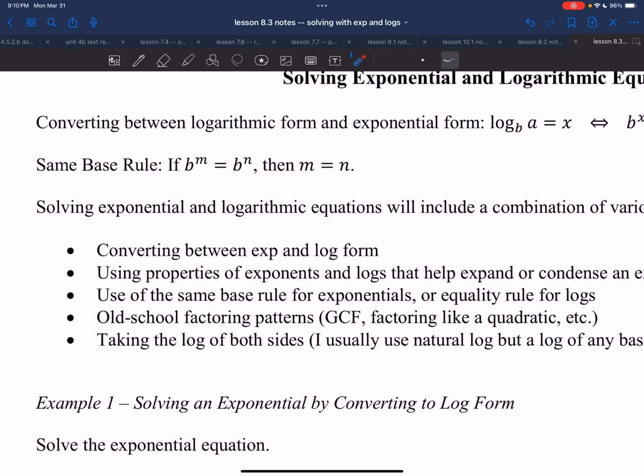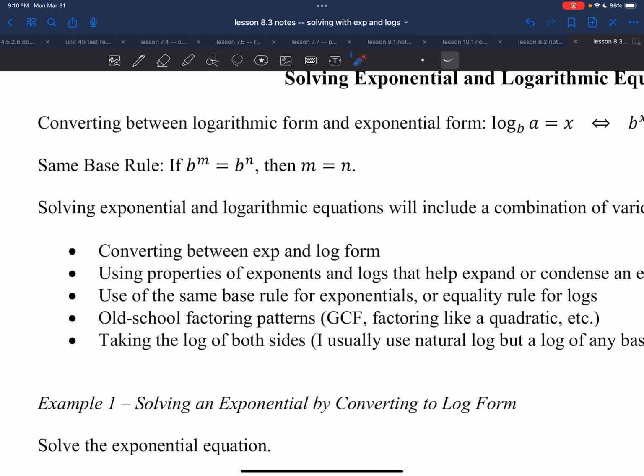The other is what's called the same base rule. This is a very basic rule, but it's pretty straightforward. If you said 2 to the x equals 2 to the 5th, then what is x? 5, right? X is 5. So this is saying if b to the m is equal to b to the n, then m and n are equal. Then the exponents should be the same.